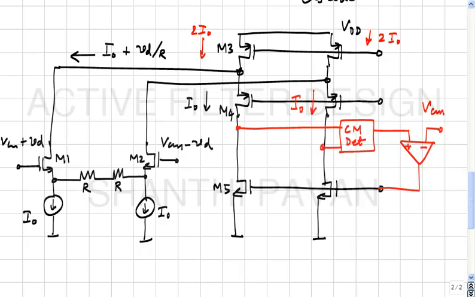Okay, so again, as a repetition, what is the highest potential that this node can go to before any of the devices gets into triode? Okay, all right, that has to be qualified a little bit. Okay, so what should this potential be? Or how will I get that bias voltage? That voltage is derived from, for example, a current mirror.